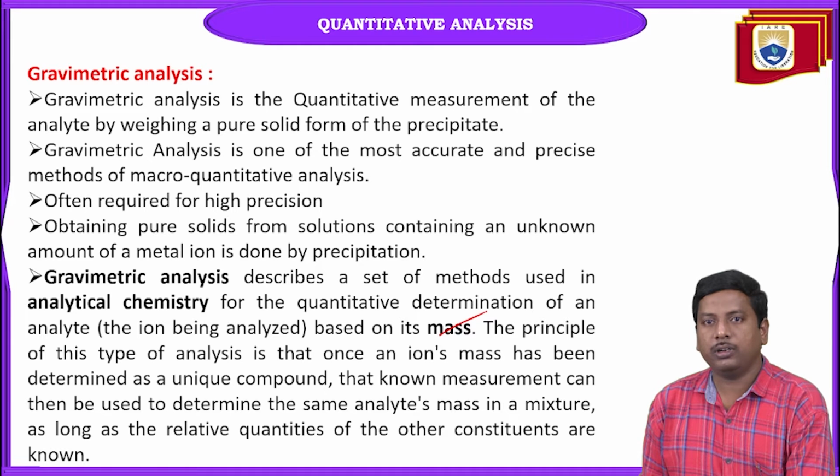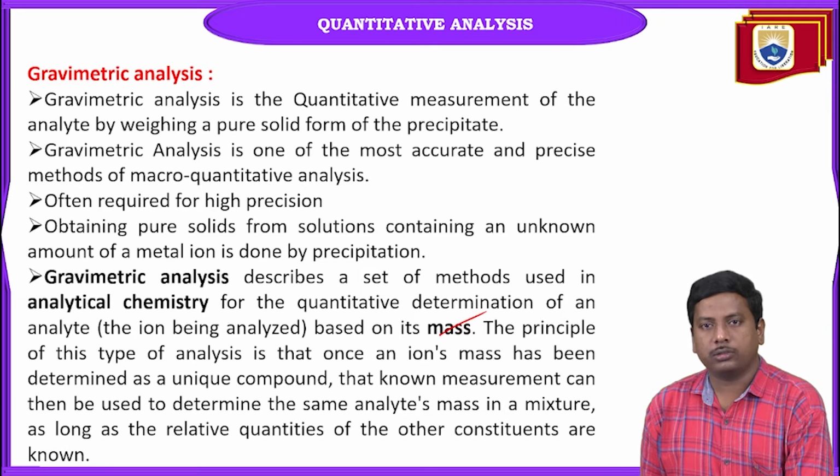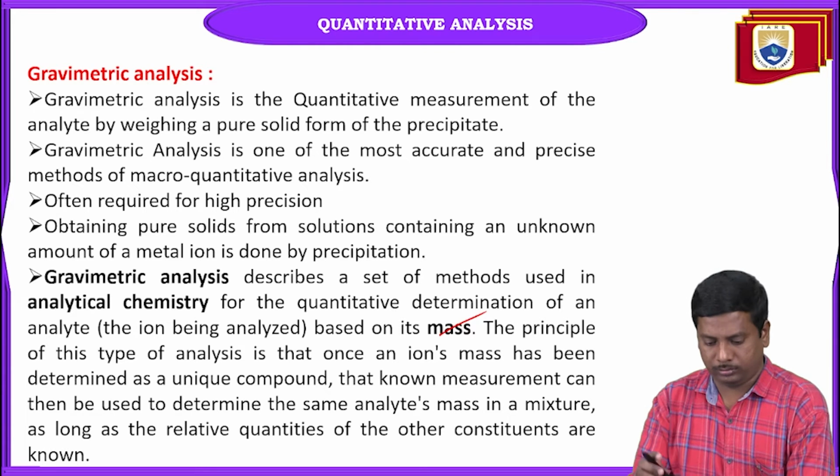Next, the principle of this type of analysis is that once an ion's mass has been determined as a unique compound, that known measurement can then be used to determine the same analyte's mass in the mixture, as long as the relative quantities of the other constituents are known. So one is the known compound and another one is the unknown compound. Once you finalize the weight of the compound, it should be unique in gravimetric analysis. So that is the main principle involved in gravimetric analysis, which comes under the category of quantitative analysis.